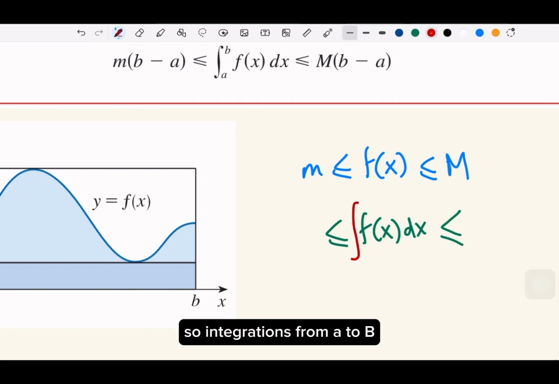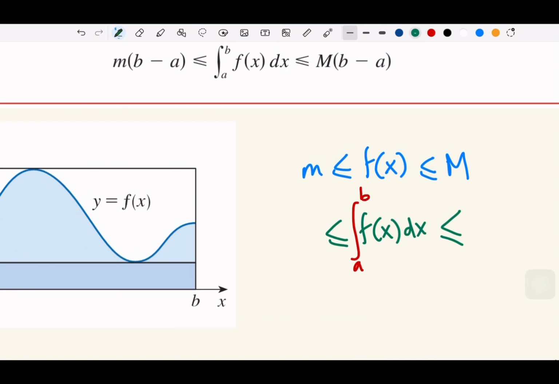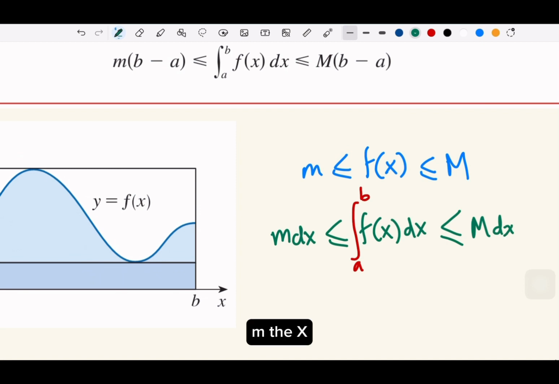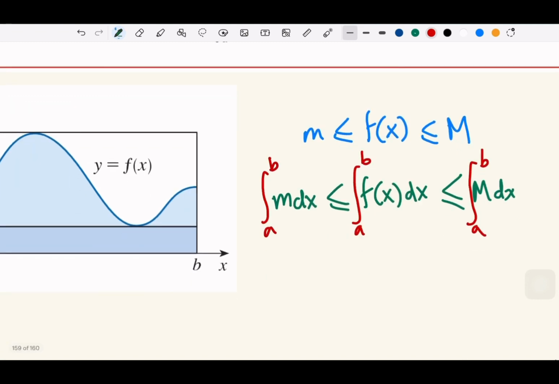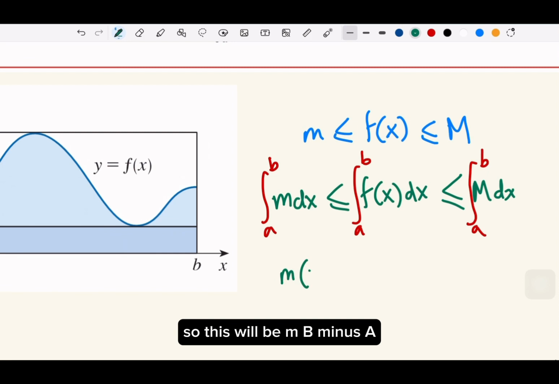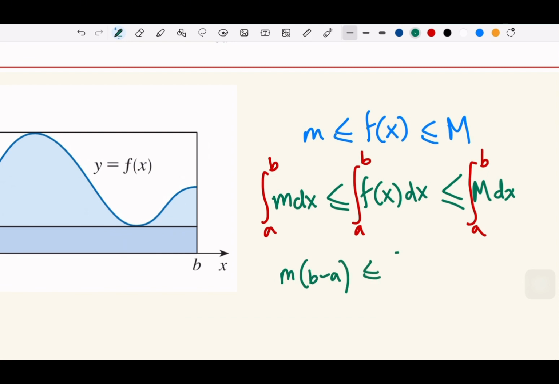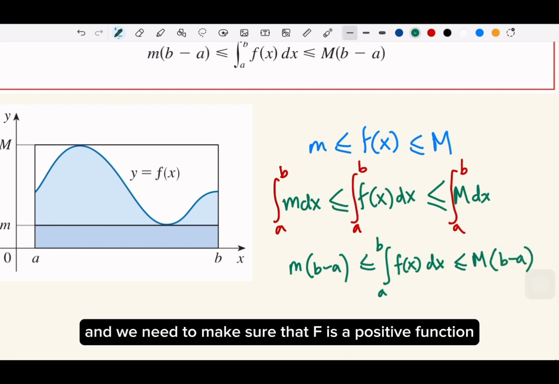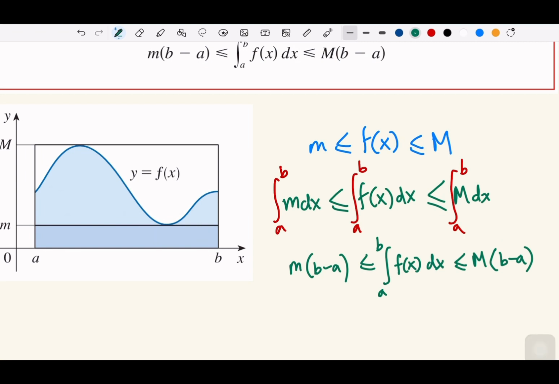So integrations from a to b, this also the same m dx. So this will be m times (b minus a), and we need to make sure that the f is a positive function.